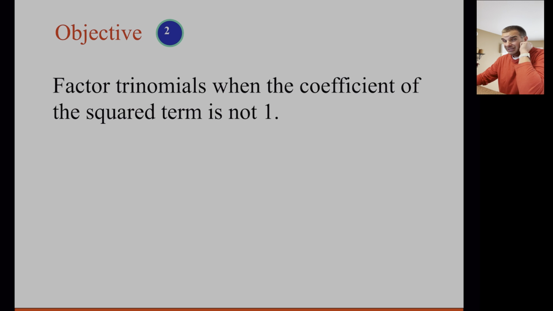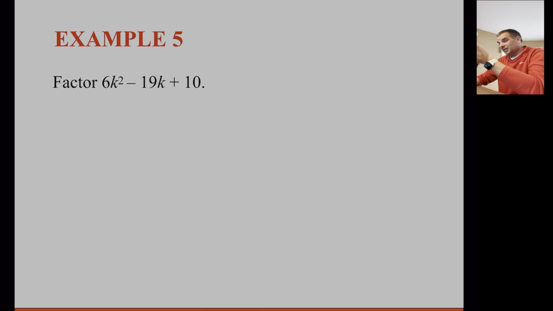Okay, so what do you do when that leading coefficient isn't 1? Let's say we've got something like 6k squared minus 19k plus 10, where that leading coefficient isn't 1 anymore. Again, we're going to show you how they do it here after I do it our way, and you'll see our way's better, right?